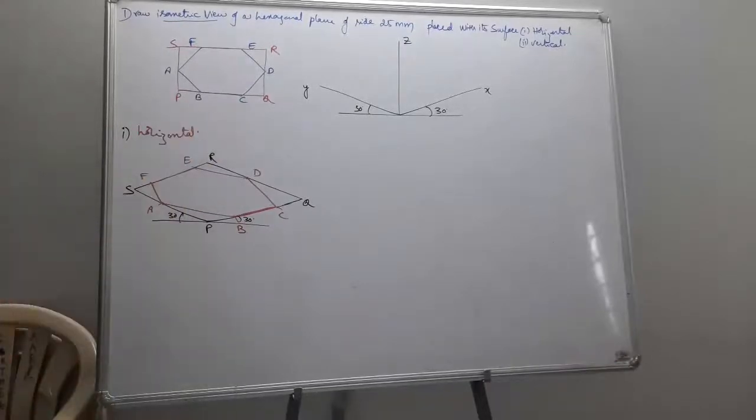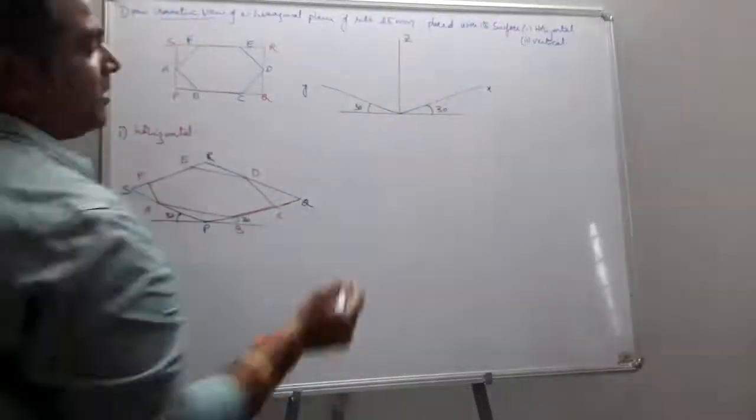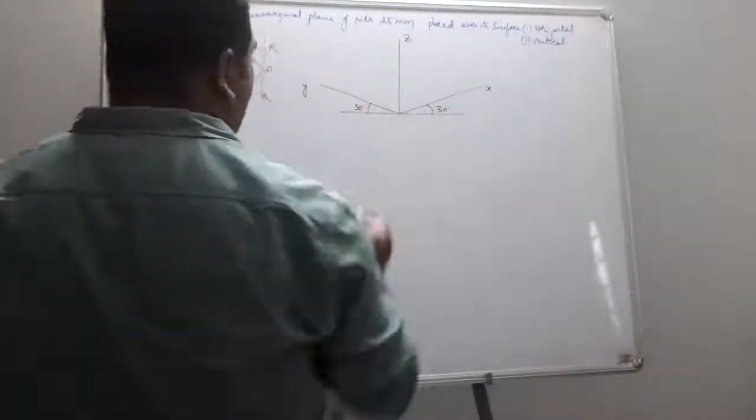When your plane is vertical, which axes are going to be considered? Either YZ or XZ. Any of the axes can be considered. Now we just consider YZ. Let us see.